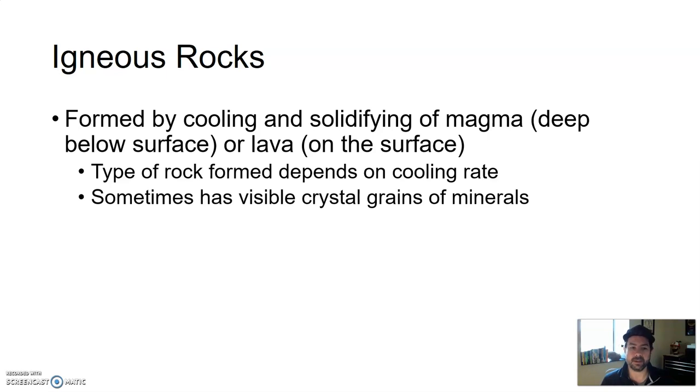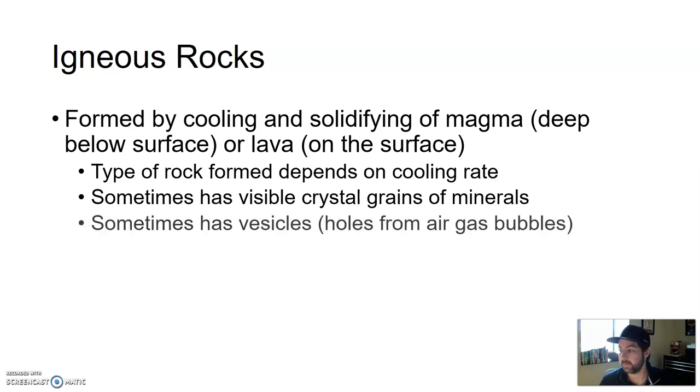Sometimes igneous rocks have kind of visible crystals. You can pick out the different mineral grains based on these little different pieces of minerals that you can see with your eye. Sometimes you need a microscope. Sometimes igneous rocks will have vesicles, little holes from air gas bubbles. That tells you a story. So holes in a rock are typically a sign of igneous rock, something that was blown out of a volcano.